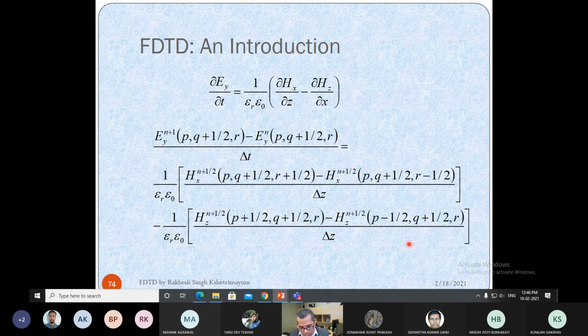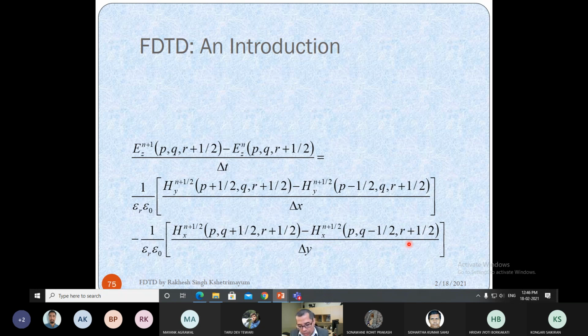I will do one more, and then you can do the remaining things. Okay, so del Ez by del t. Ez is at the midpoint of the edges along the z-axis. The running index for z is r, so r plus half, r plus half. Others will be integer, p q, p q. Partial derivative with respect to time, delta t, so n plus 1 and n, because the electric field is calculated at integer times.